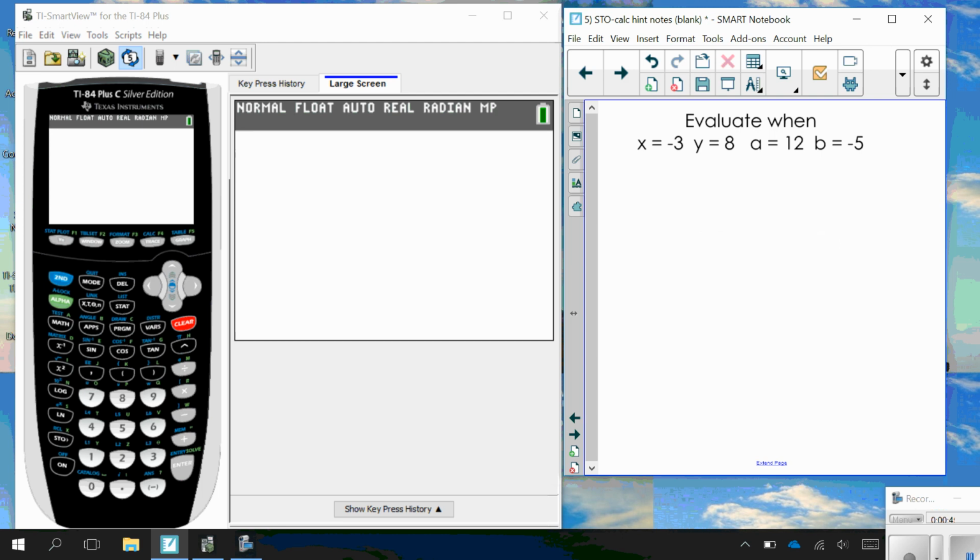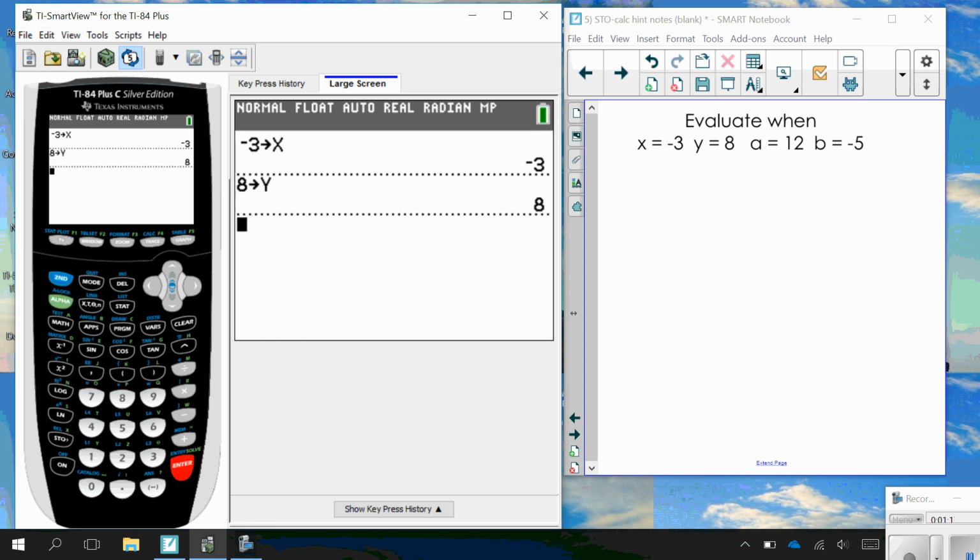So we're going to store -3 for x. To do that, we type in -3. And we hit the store button, which is right over here on the left hand side, and then we use the button X. You have to hit enter. Okay, now we're going to do y equals 8, so 8 store. To get the y, we have to hit the green alpha button, and if you look above number 1, there's a y, so 8 store y.